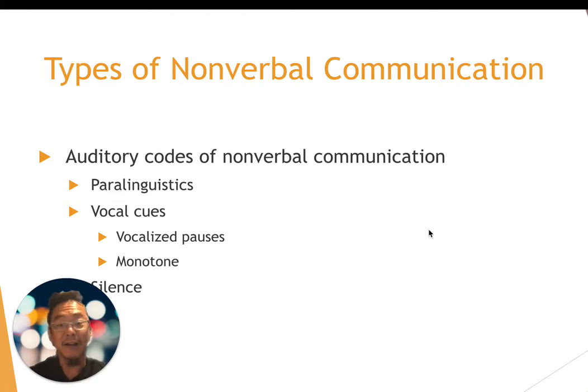So someone asks you a question, where do you want to go for dinner? Oh, whatever. What do you want to do for dinner? Whatever. So you get the idea. Vocal cues, pauses, being monotone, and the last one there's silence. Look in the book again. There's so many good examples, but all of these things communicate.